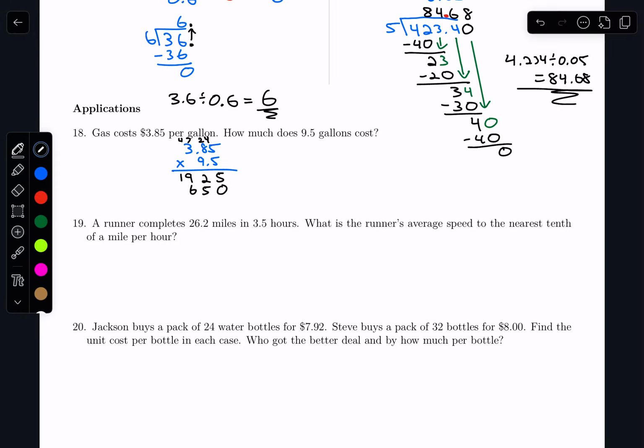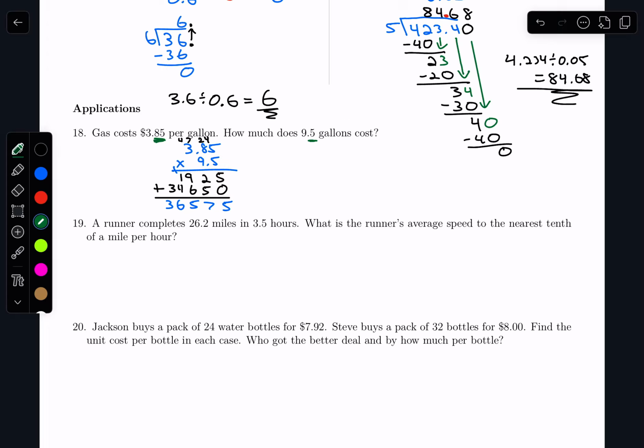So now, in my answer, my product, I have to put the correct number of place values. My original problem had 2 place values from the first number and 1 from the second number. So I need 3 decimal place values in my solution. So this is going to be 36.575. And notice that's the same thing we got on the calculator, 36.575, which is the same as 36 and 575 thousandths.